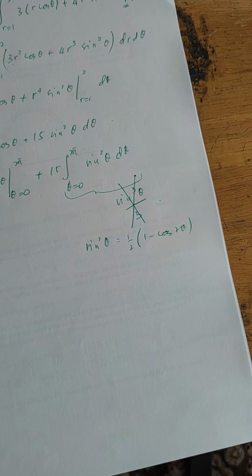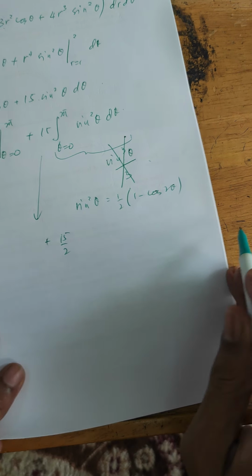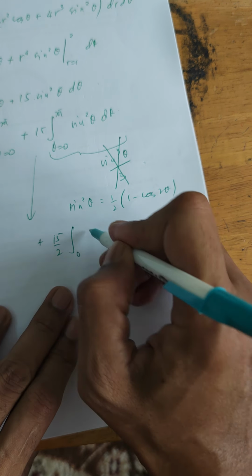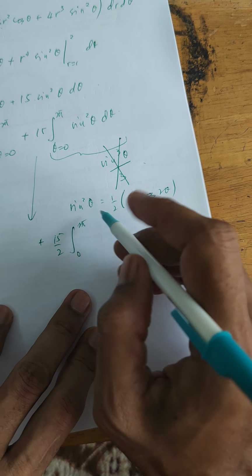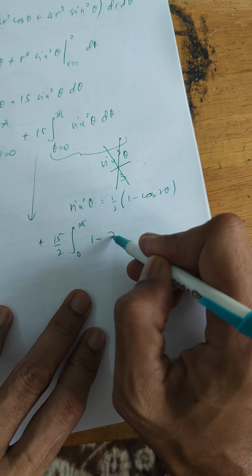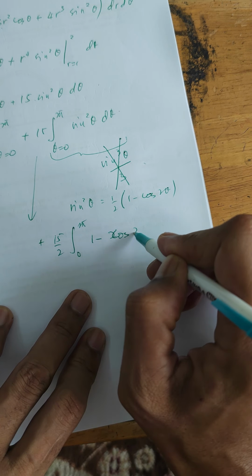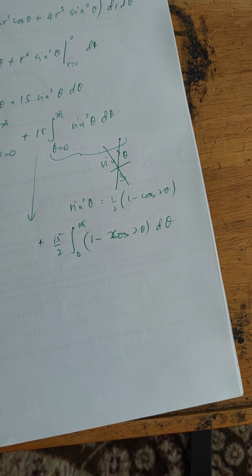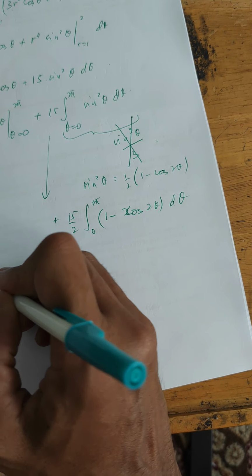So what we have with that, you get 15, plus that one I bring it down, 15 over 2, integrate from 0 to 2 pi, we get 1 minus cos 2 theta d theta. Now you can integrate those things easily. Okay, so what we have is 7 sine theta.